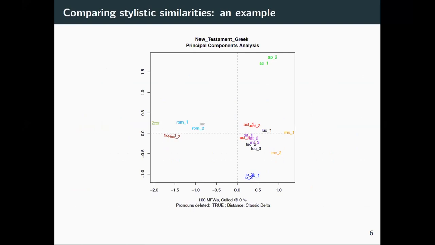This is the Greek New Testament, and some texts tend to group because they are similar given their frequencies. As you can see here, the Gospels and the Acts are clustering together, which is not the case of the Apocalypse or Revelation, right? Which is not the case of St. John's Apocalypse. And here are the epistles to Romans, to the Corinthians, and so on and so on, right? So the aim here is to identify those groups of texts.